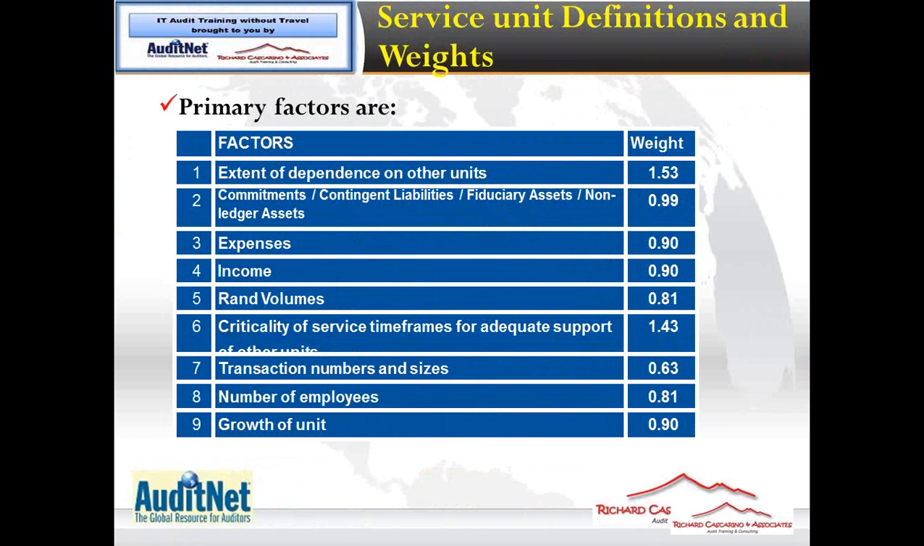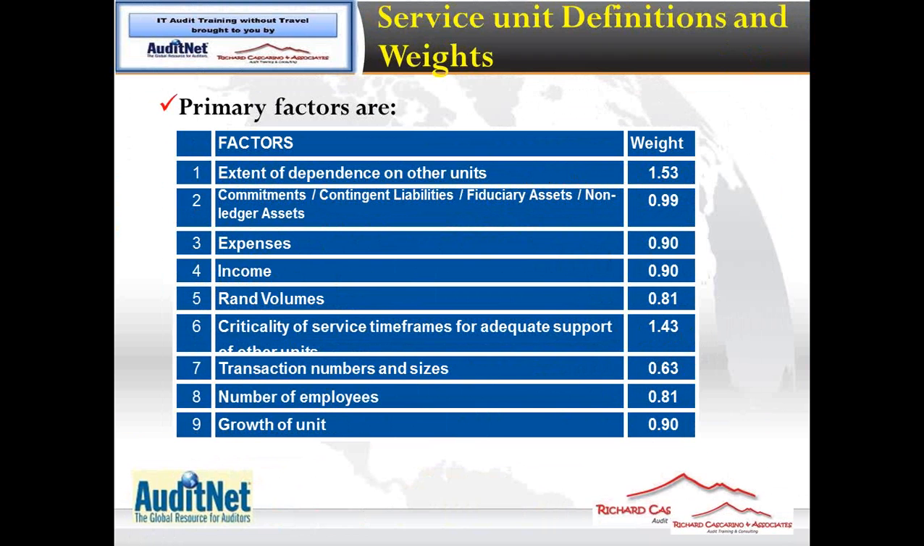These are not my service unit factors, rather, these are the factors of this particular financial institution. These are not my weightings, these are their weightings. And you can see the two that outstrip everything else for a service unit in this particular financial institution were the extent of dependence on other units and the criticality of timescales for adequate support of other units. Those were the two major risk factors.